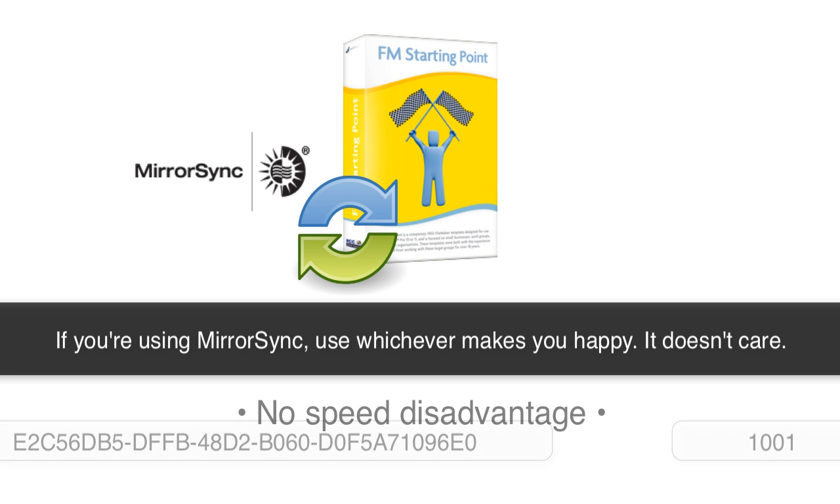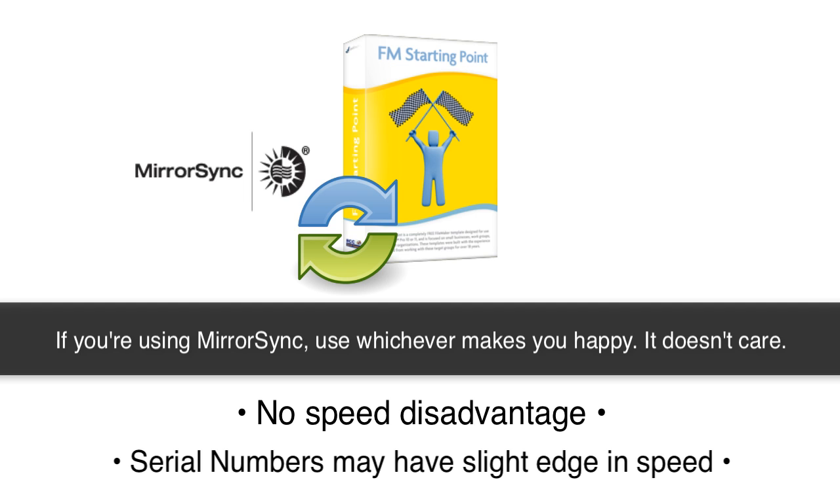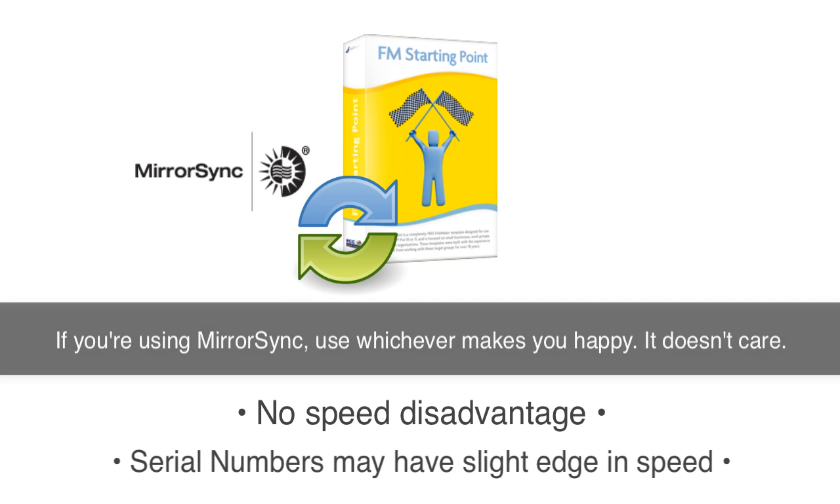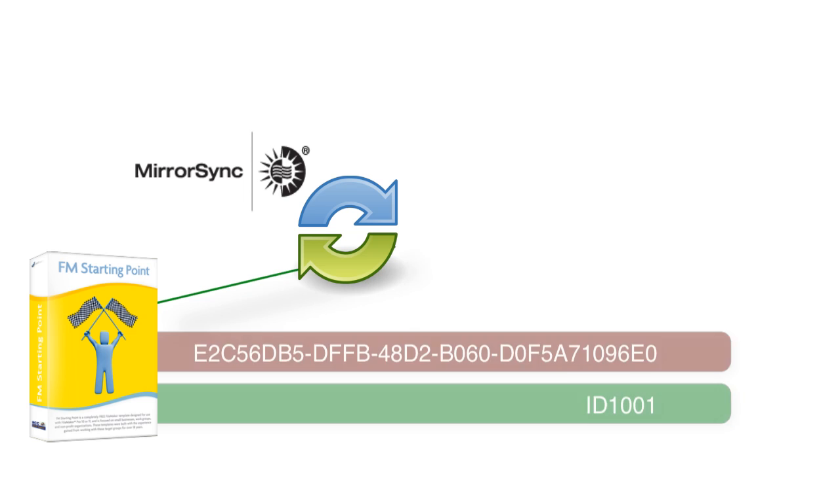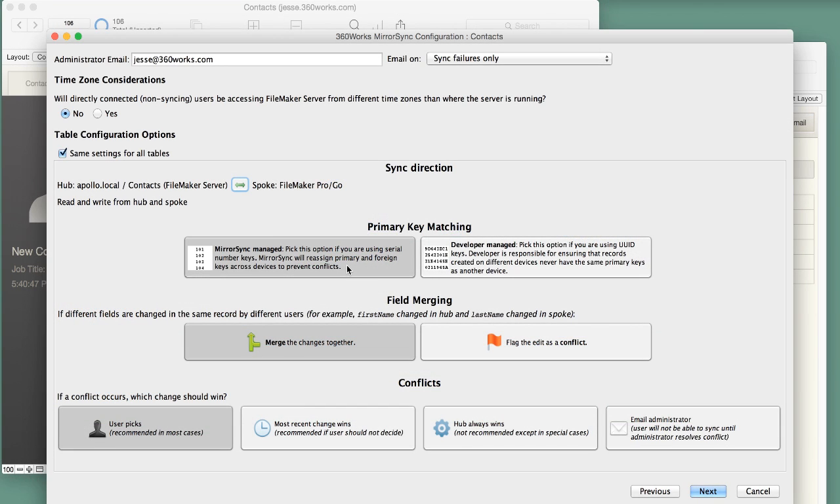There is no speed disadvantage to either one. Actually, I would say serial numbers have a slight edge in speed just because they're smaller. If you're sending a bunch of records like join tables, foreign keys, stuff like that, 5 characters versus 36 characters, that's 20% of the size. So there might be some speed advantage, but we truly don't care which one you do. All the features are the same in both. So you can completely support both models there.